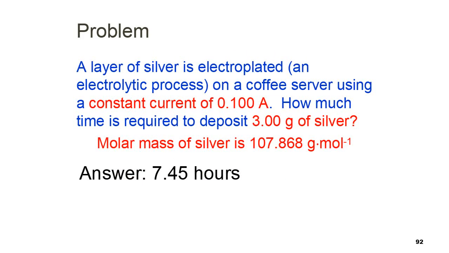Last question. A layer of silver is electroplated through an electrolytic process on a coffee server using a constant current of 0.1 ampere. How much time is required to deposit 3 grams of silver? Again, see if you get 7.45 hours as your final answer.